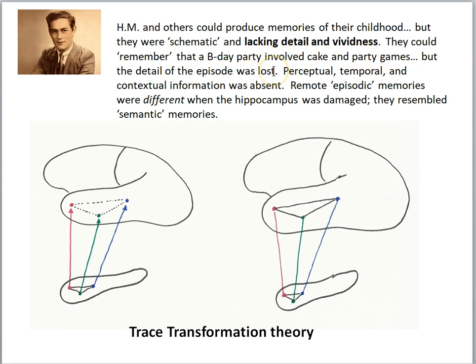It's as if they were not able to relive it the way a neurologically intact person would. So perceptual, temporal, and contextual information was absent. Remote episodic memories were different when the hippocampus was damaged. They resembled semantic memories. And so was born the trace transformation theory, that perhaps the hippocampus was still required in order to retrieve these detailed, rich, contextually specific episodic memories.